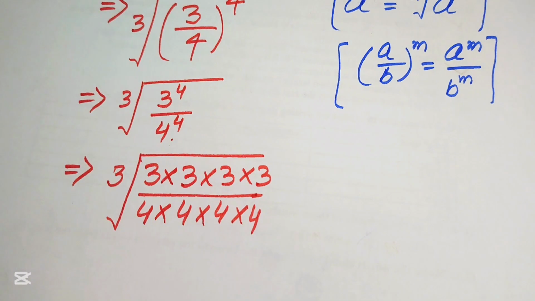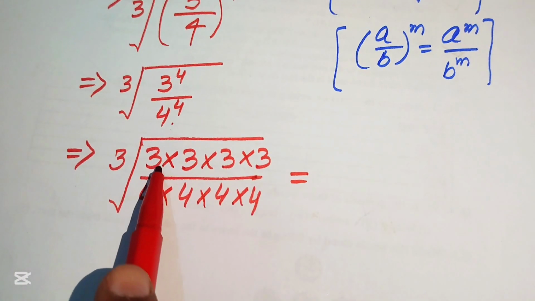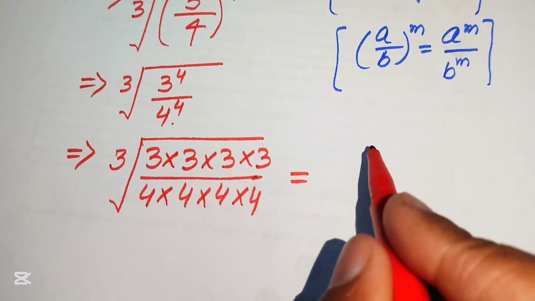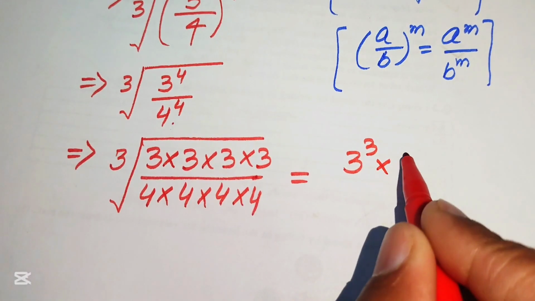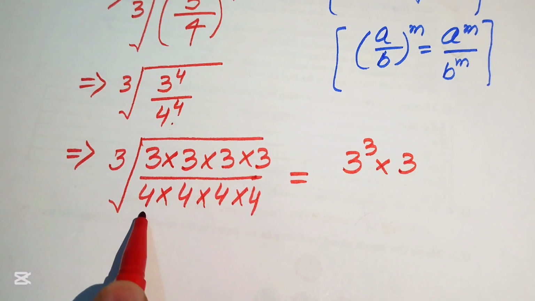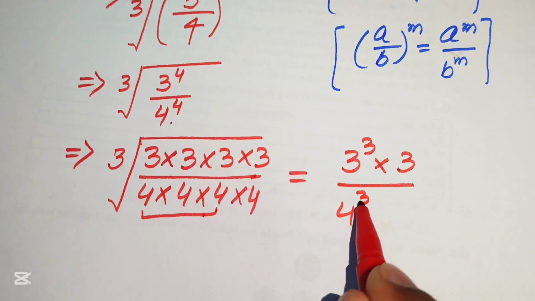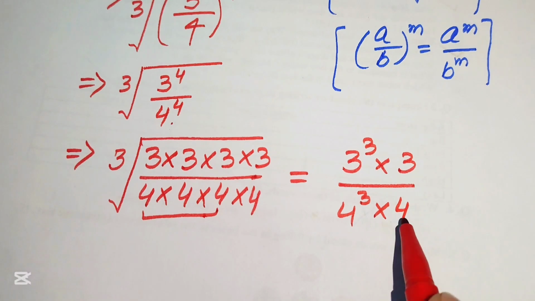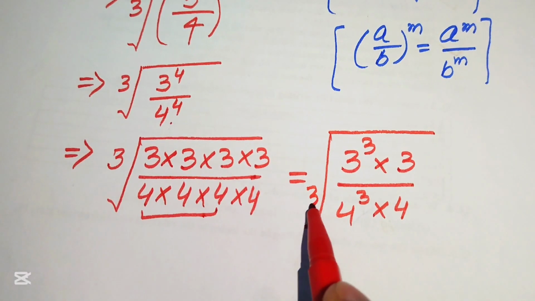Okay, after this step you see here, if we multiply 3 three times, then we write it as 3 cubed multiplied by 3, and here you see that when you multiply 4 three times, we write it as 4 cubed multiplied by 4 and its cube root.